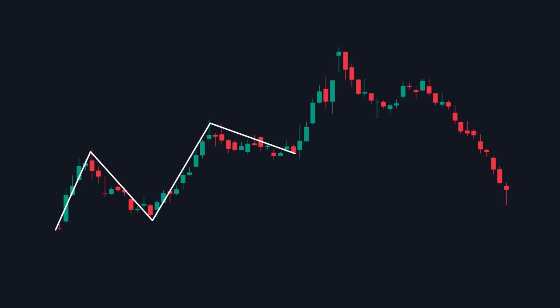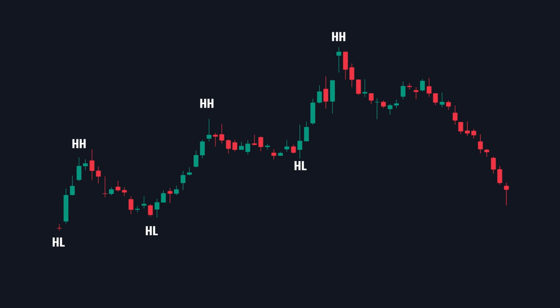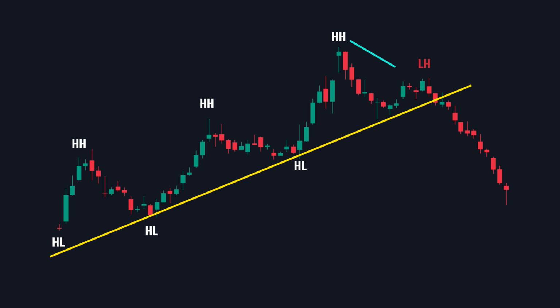Currently, the market is in an uptrend because it is forming higher highs and higher lows while moving forward. We have drawn a main trend line below the candles. However, we can observe that the price failed to make a higher high and instead made a lower high, indicating a loss of momentum. In an uptrend, if the price makes a lower high, it may indicate a potential trend reversal. Similarly, during a downtrend, if the price forms a higher low, it could signal a possible trend reversal.